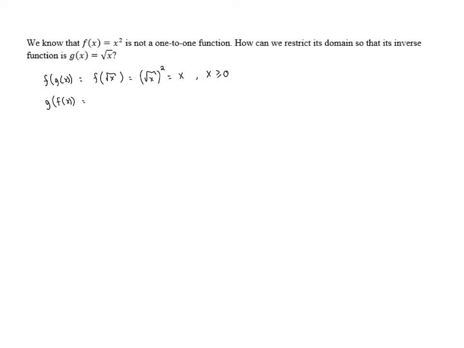Let's take a look at g of f of x now. This is going to be g of x squared, which will be the square root of x squared. And there are values of x for which the square root of x squared is equal to x, but this is not true for negative values.